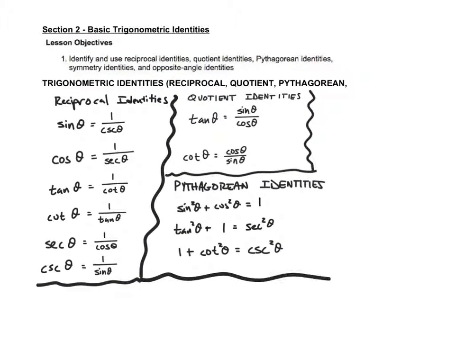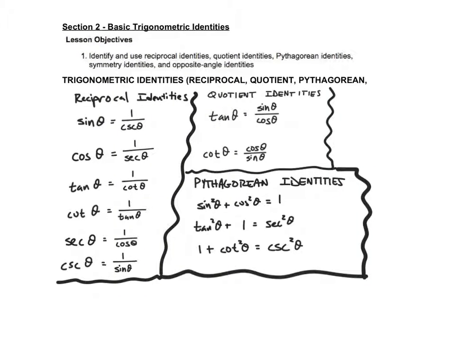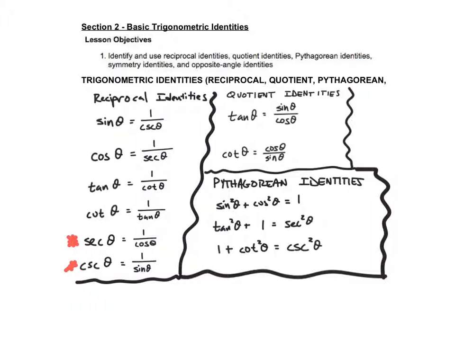Now, it's good to have all of these, but the ones that we're going to use the most are these: secant, cosecant. We will be using this one for tangent and this one for cotangent. And then we'll be using Pythagorean identities, and we'll primarily be using sine squared theta plus cosine squared theta is equal to 1.